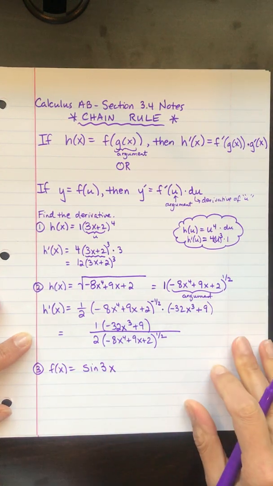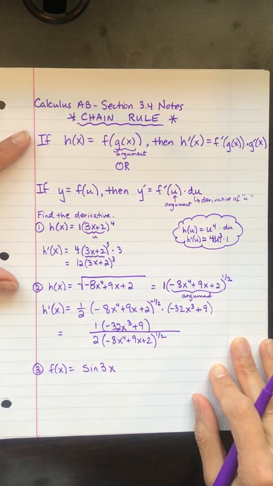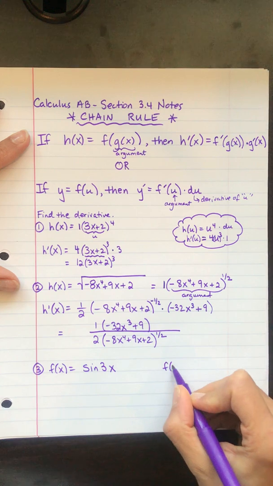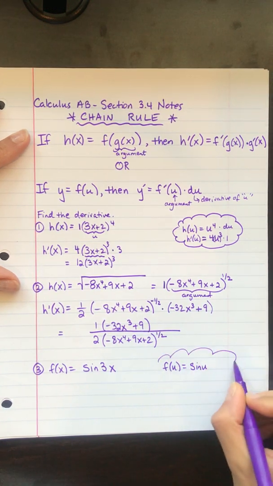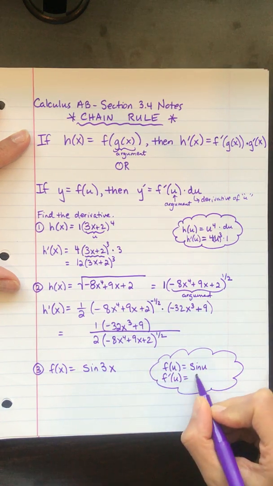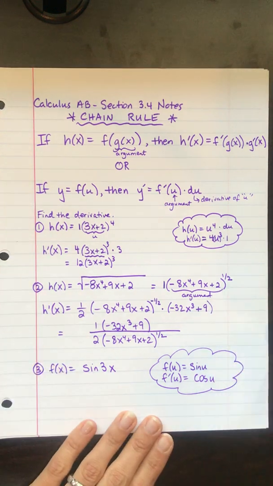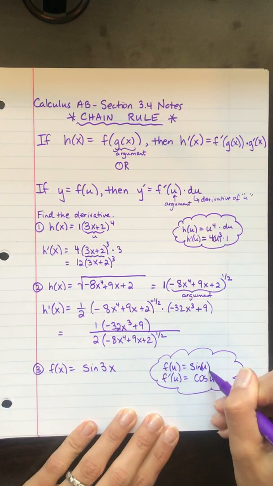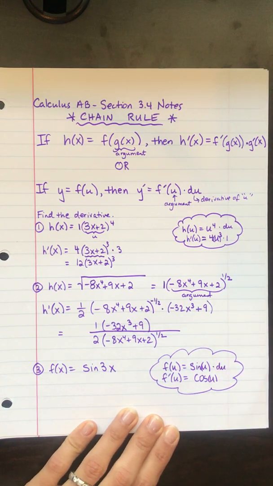So hopefully by now you have learned that the derivative of sine is cosine. So if the problem had said f of u is equal to sine u, then the derivative would have been just cosine u. But now, with chain rule, the u becomes the argument, so you have to do times the derivative of u.